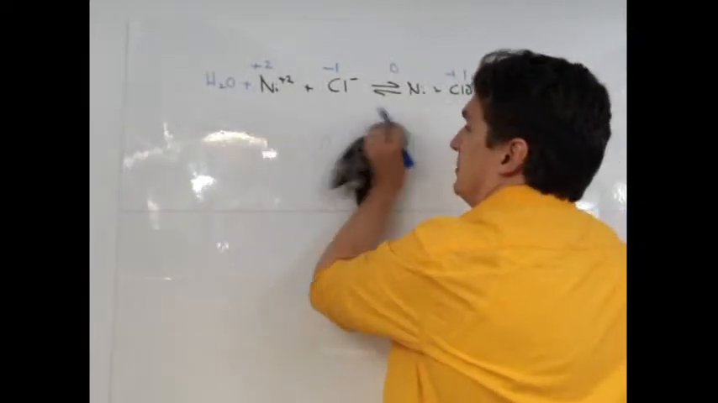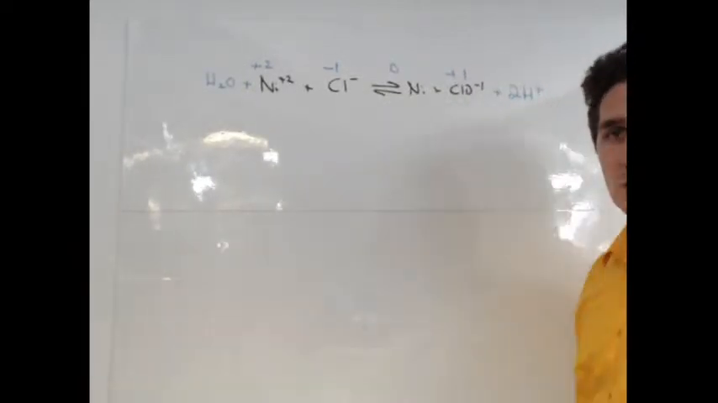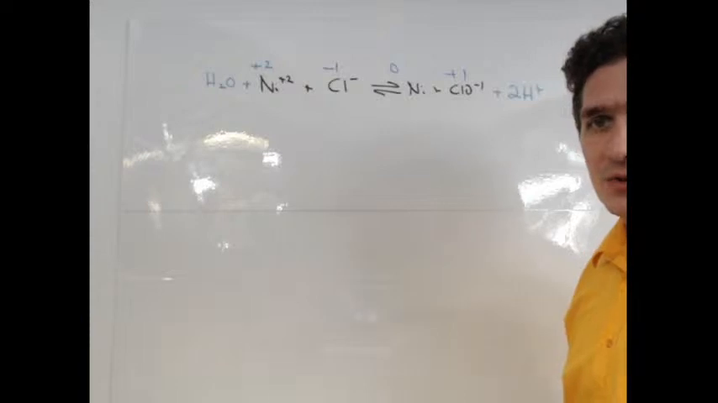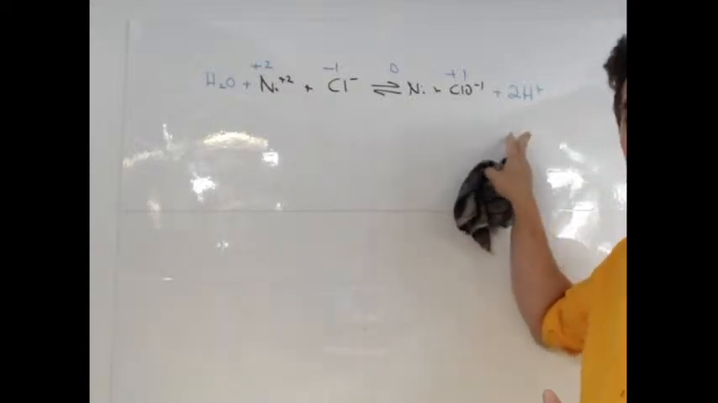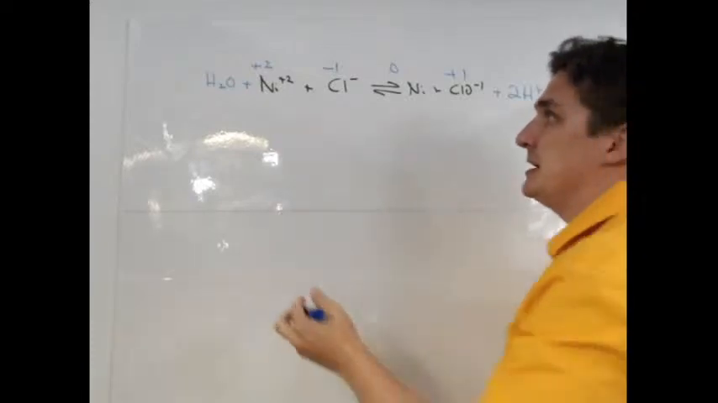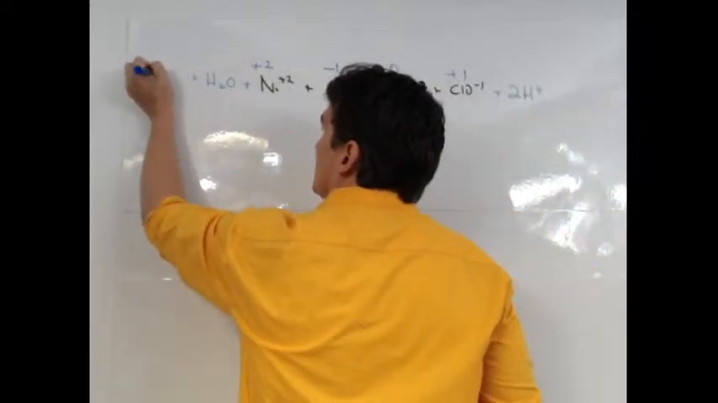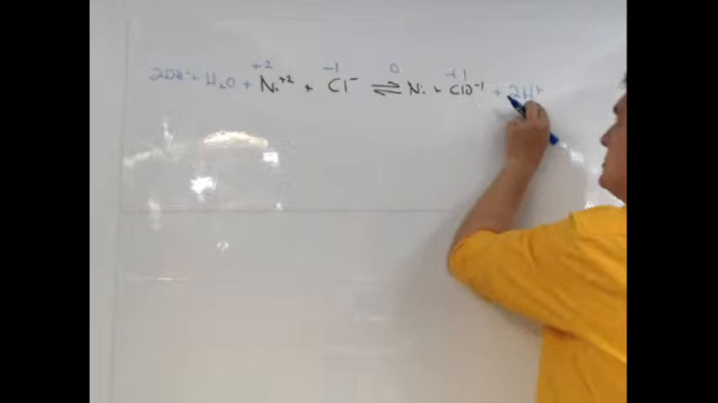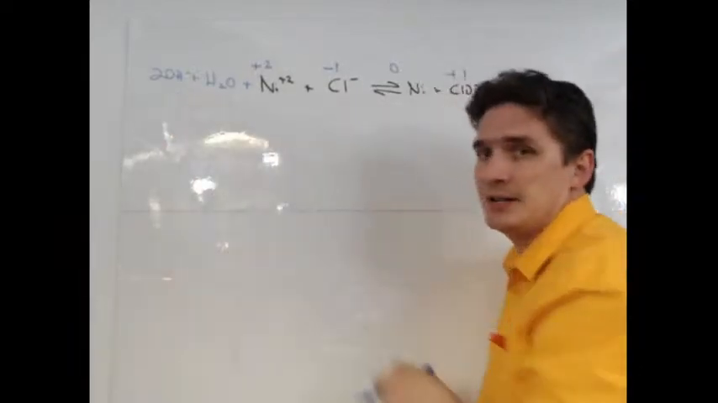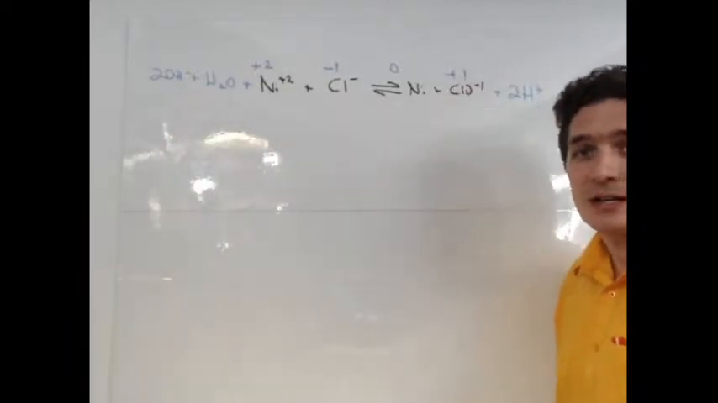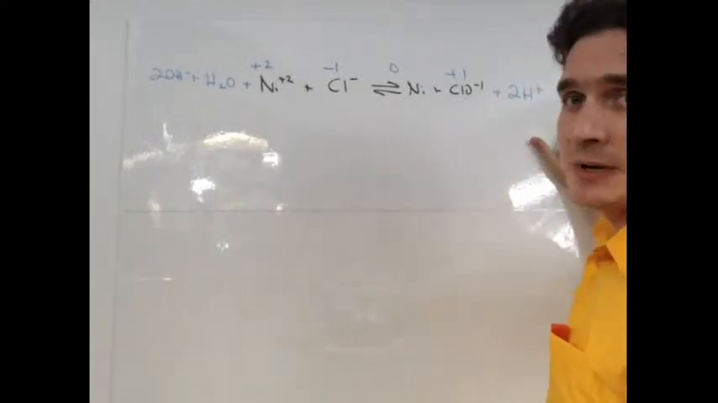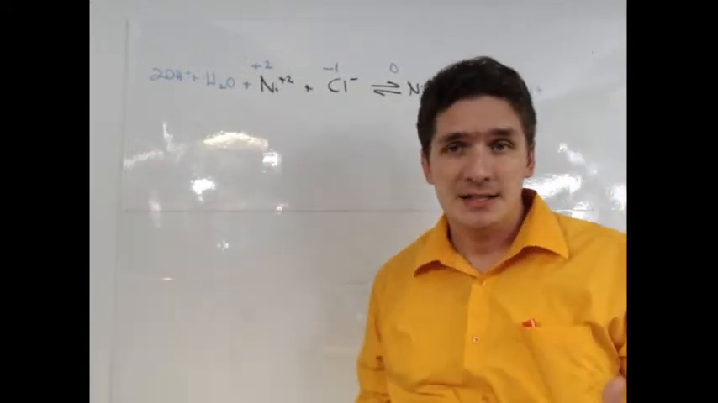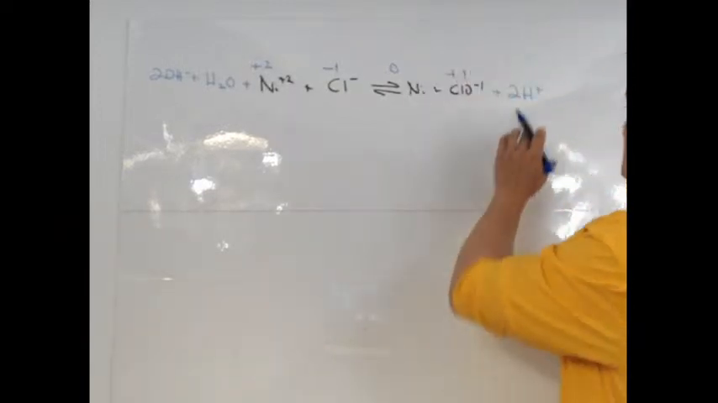Now, to switch to basic conditions, we're going to do 3 steps. First, for every H plus we have on one side, we're going to add just as many hydroxides to the other. So if we have 2 H pluses here, we're just going to add 2 hydroxides to the opposite side. It would be true if it was the other side. If we had 2 H pluses over here, we'd add 2 OH minuses over here. The second step is we're going to convert our H pluses to H2Os.